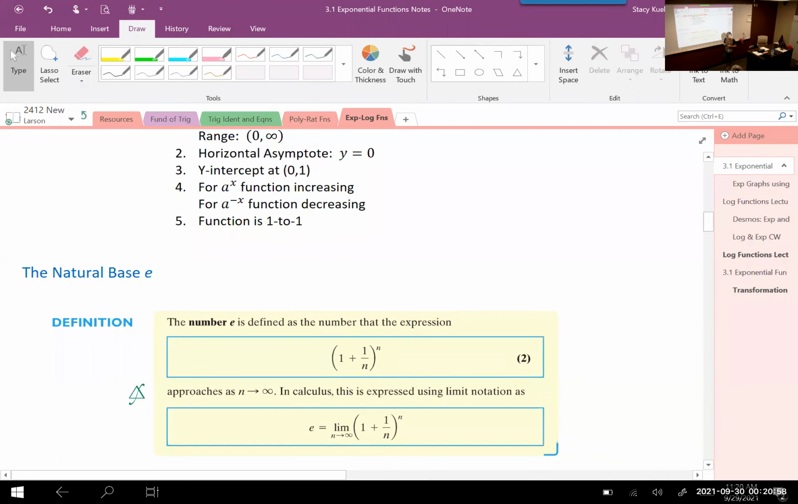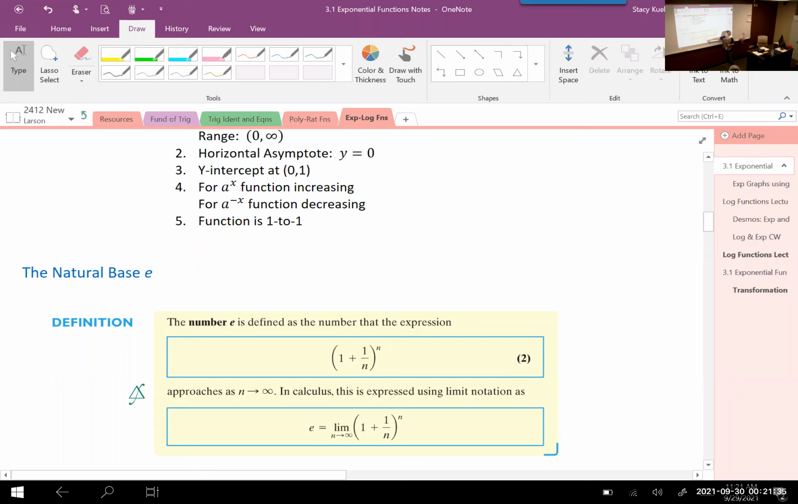Does anybody know what the value is for E? 2.7-ish, right? 2.71, and so on. Why did I say and so on? Because it's irrational and it never ends, right? Is there another number that we know that's irrational that never ends? Pi. Okay, so E is a lot like pi, only we use E a lot in calculus. And if you forget what the value of E is, you just push the button E on your calculator and it's going to spit out 2.7, and so on.